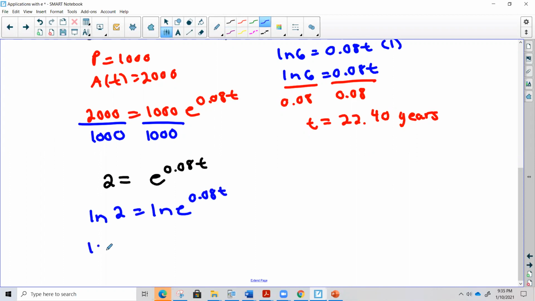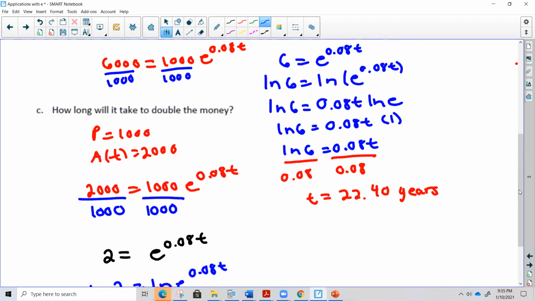Okay, so we have ln of 2, and a lot of students generally skip, and that's fine. Ln and e are inverses of each other, so this just becomes 0.08t. It's kind of how it always works. This one too, ln of e becomes the 0.08t.